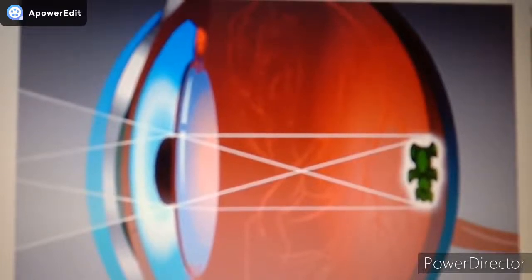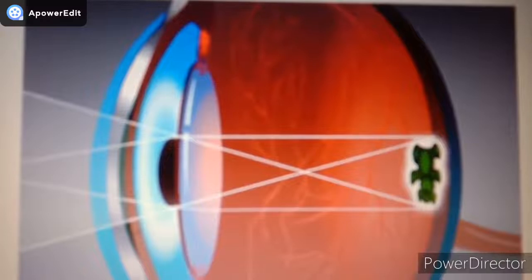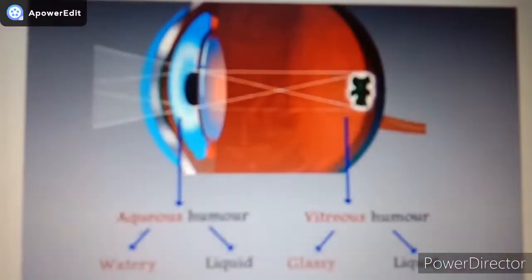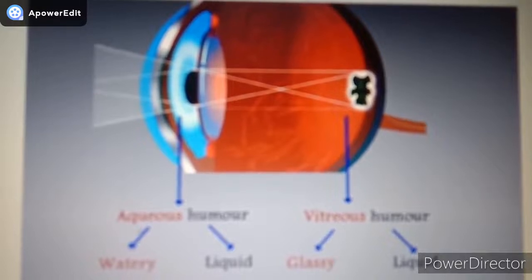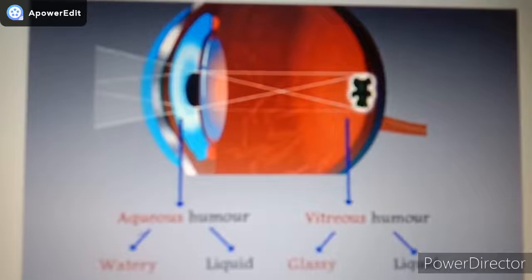Then the lens divides the eye into two chambers. The chamber in front of the lens is known as the aqueous chamber, and the chamber behind the lens is known as the vitreous chamber. Now, the aqueous chamber is filled with a watery liquid known as aqueous humor, and the vitreous chamber is full of a glassy, jelly-like liquid known as vitreous humor.